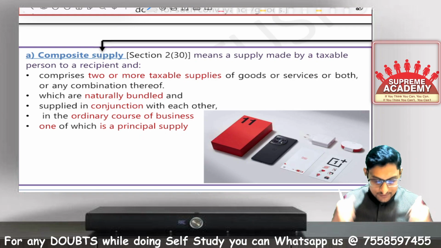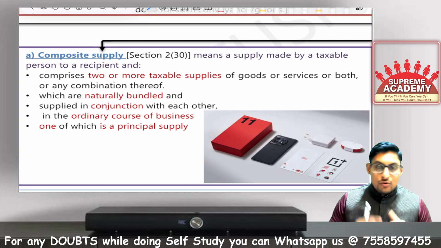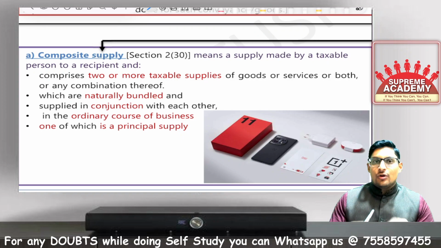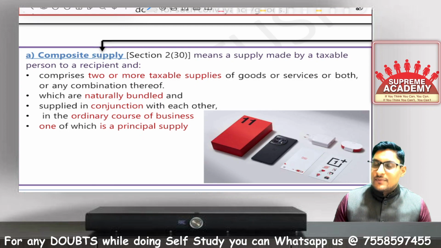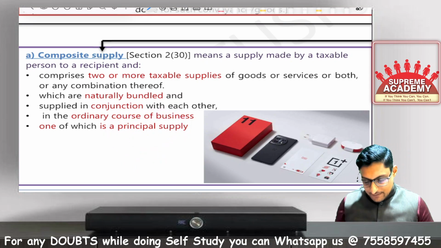Let us try this once. Composite supply means a supply made by a taxable person to a recipient, which comprises of two or more taxable supplies of goods or services or both or any combination thereof, which are naturally bundled and supplied in conjunction with each other and in ordinary course of business, and one of which is a principal supply. One will be a principal supply and the other will be the ancillary supplies.